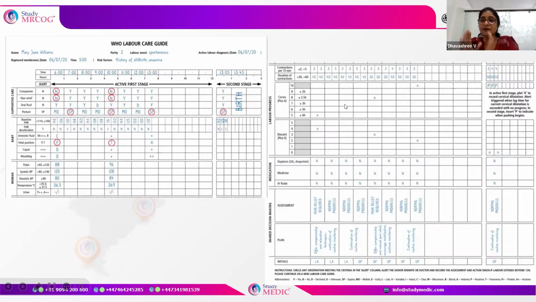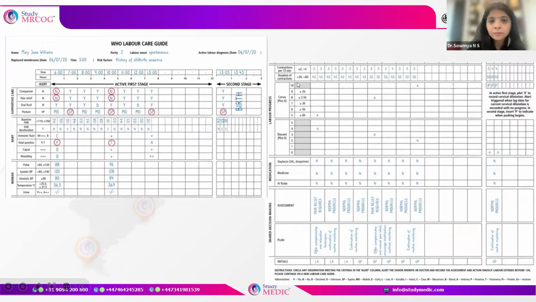When we come to the labor progress, this is a little different from the previous partogram. Here the contractions are monitored by number and duration; only two things we monitor. How many contractions? Less than 2 is abnormal, more than 5 is abnormal. And duration of contraction, if it is less than 20 or more than 60, it is abnormal. Whatever we observe, we have to write it down, and if it is alertable, we mark it in red.